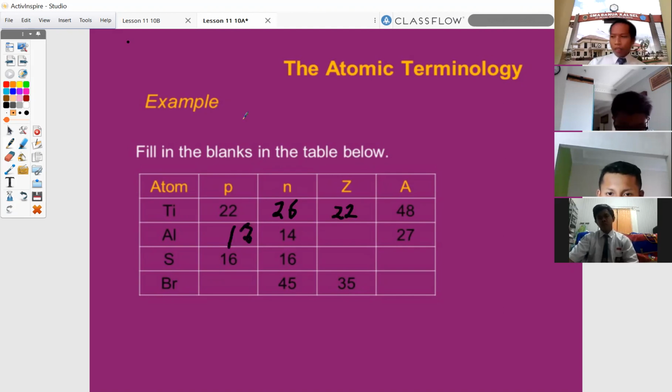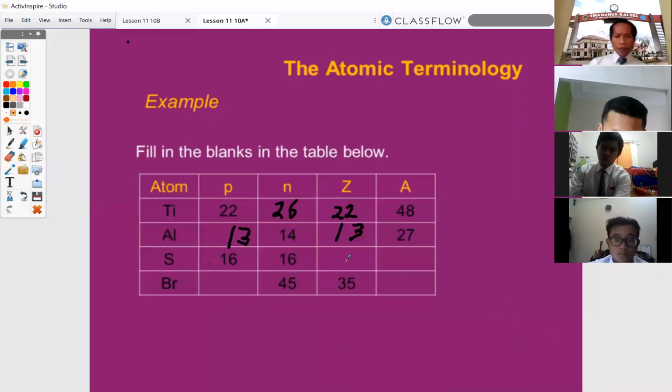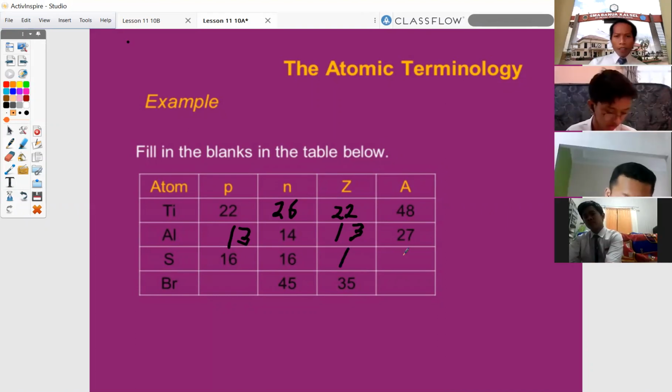How about this? It's the same, 13. Okay, this is also 13. Next, for the P, it is 16. Good. And then for the A, it is 32. Very good.